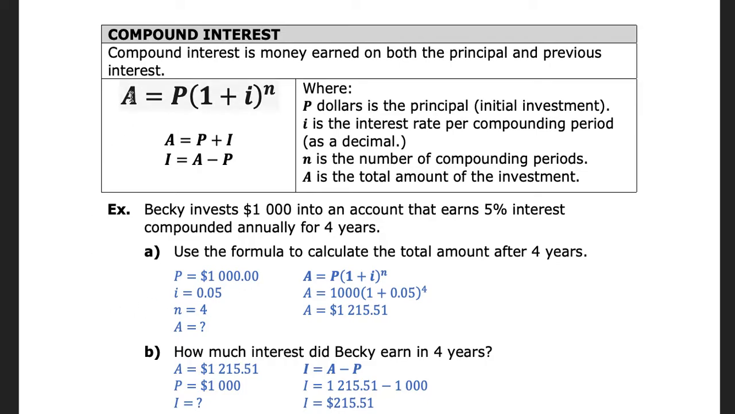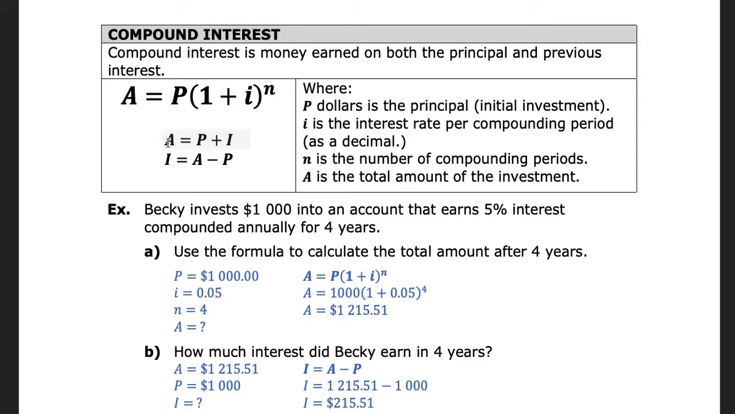So the formula is A = P(1 + i)^n, where A is the total amount of the investment, P is the principal, the starting amount that was borrowed, and 1 plus i is the interest rate per compounding period. And we'll get more information about compounding periods momentarily. It just means that the calculation for interest is done at different intervals throughout the year. And n is the number of compounding periods, meaning how many times interest is calculated.